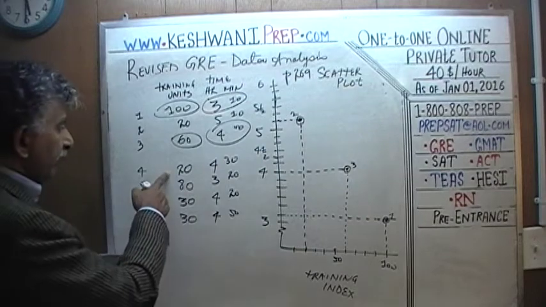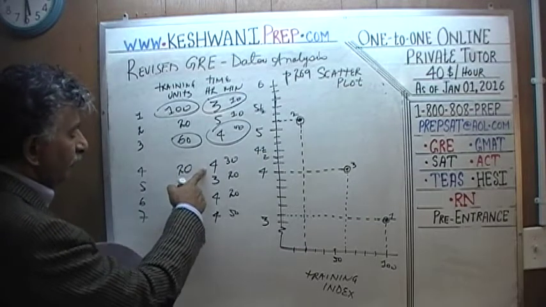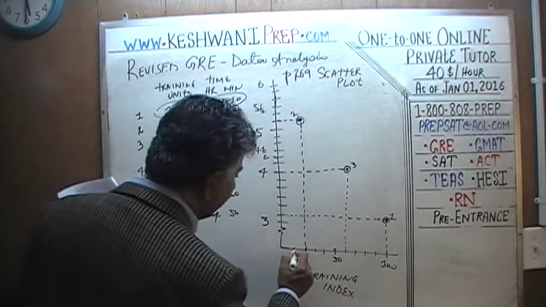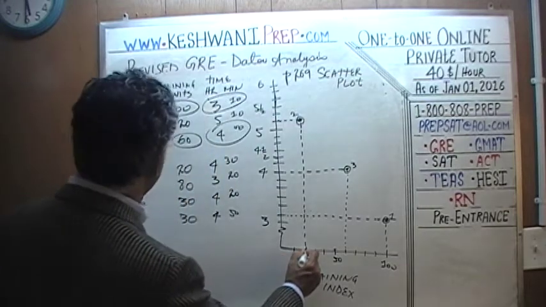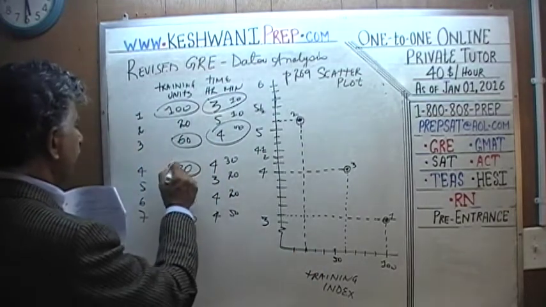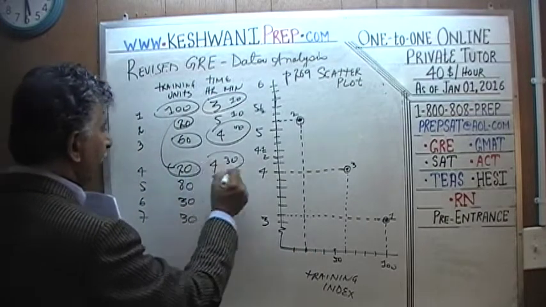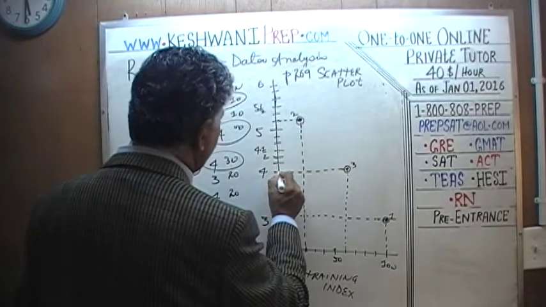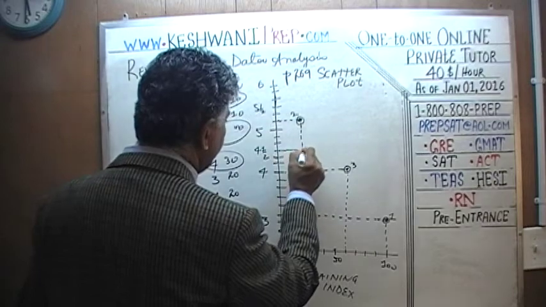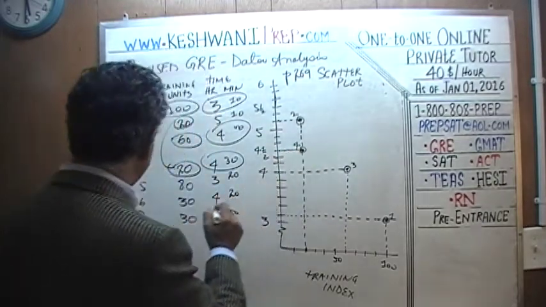So he trained for 20 units and he finished in 4.5 hours. 20 units is right here. We must have another person with 20 units. There you go. This guy also was 20 units right here, and he finished in 4 hours and 30 minutes, right here. Oh, there we go. And this was guy number 4.